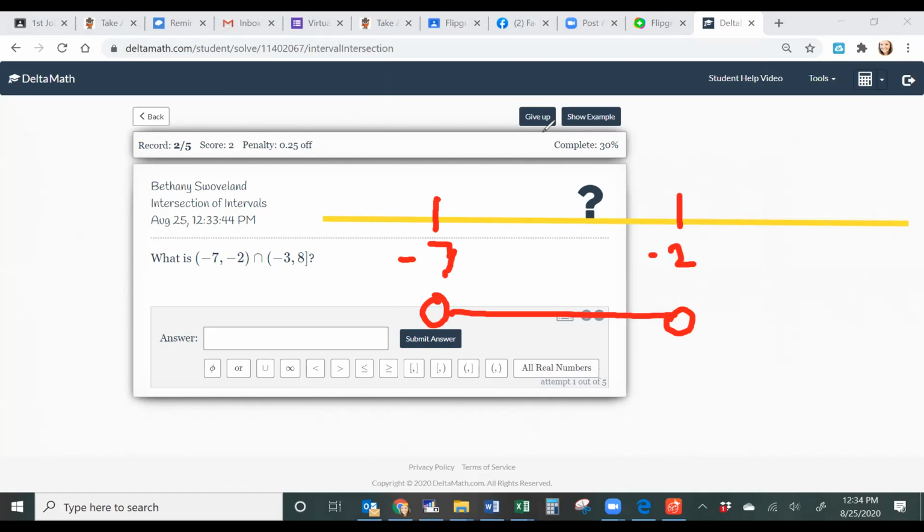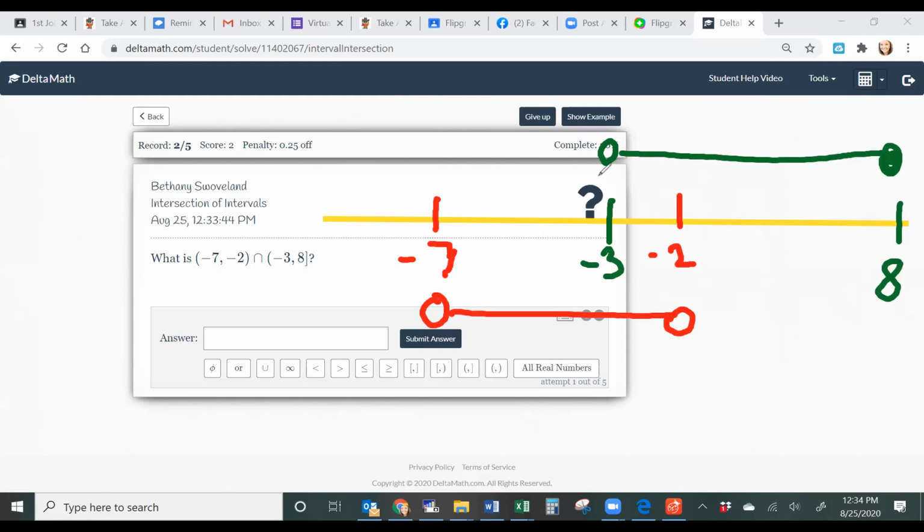Then for my other one, let me switch colors here, I'll do green. I want it to be from -3, which would be here, open, until 8, which we'll just say is way over here, and that one is closed. And then this was -3. So you don't have to put a gazillion little tick marks on your number line.